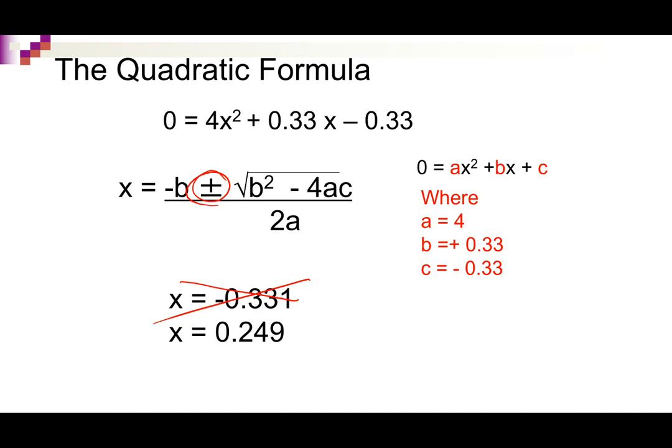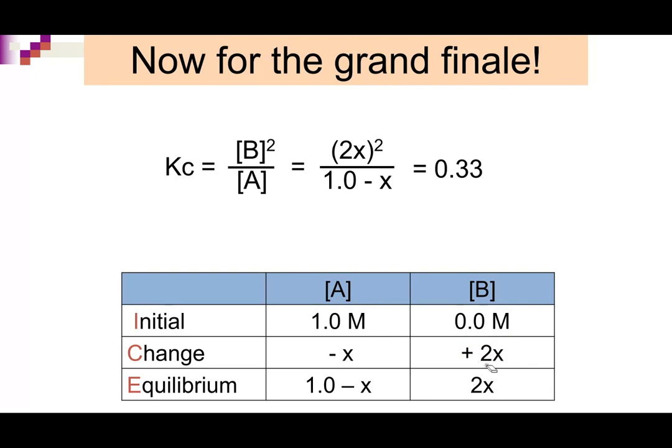So change can't be a negative number. So in this case, the change has to be a positive number. So the only X that makes sense for us is the 0.249. So that's the one we're going to use. Okay. So if X equals 0.249, make sure I got that right, being dyslexic. Yep. Now, if I want to solve for these values at equilibrium, I just plug in the 0.249 here. I plug in the 0.249 here, and I math it out.